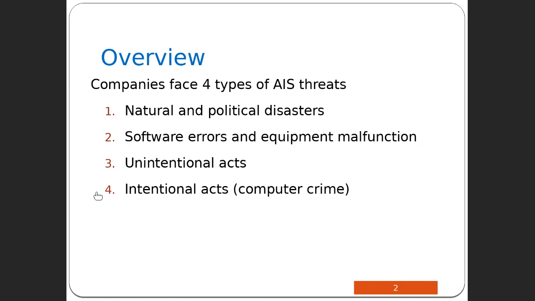The fourth one is the intentional acts, when somebody is trying to intentionally do some harm and the computer IT system is involved. So this is what this chapter is primarily about. But we're going to get into this chapter and introduce ourselves to generally what we mean by fraud first, and then we go into specific computer crimes, computer frauds, etc.